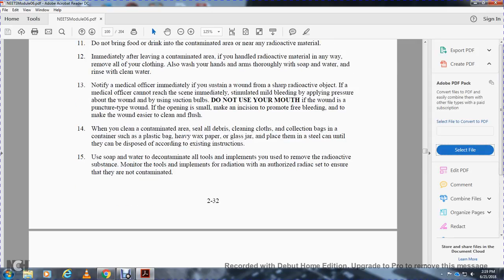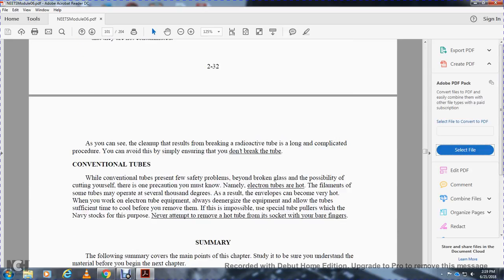14. When cleaning the contaminated area, seal all debris and the cloth or collection bags in a container such as a plastic bag, heavy wax paper, or a glass jar. Place them in a sealed can until they can be disposed of according to existing instructions. 15. Use soap and water to decontaminate tools. Remove the radioactive substance. Monitor tools and implements with authorized radiation equipment to ensure that they are not contaminated.